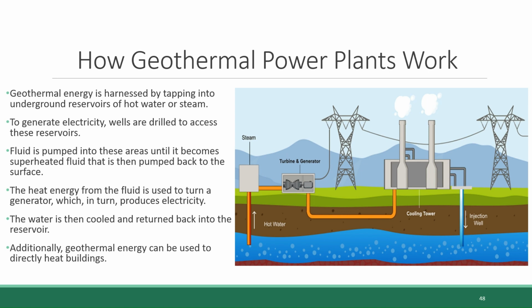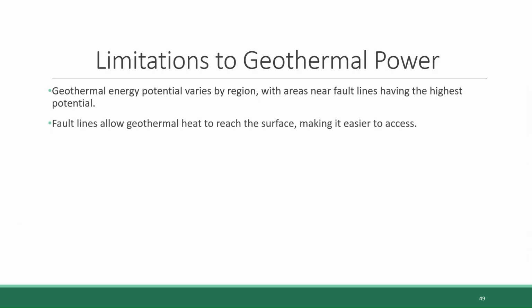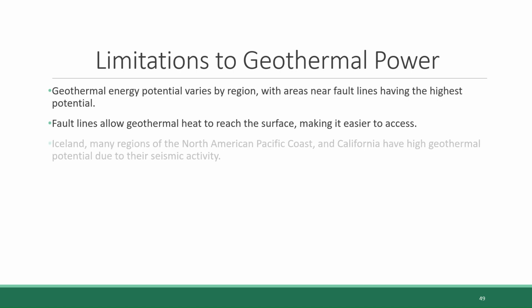Additionally, geothermal energy can be used for the direct heating of buildings. The potential for geothermal's energy varies from one region to another, and it is notably higher in areas located near fault lines. These fault lines play a crucial role in allowing geothermal heat to reach the Earth's surface, thus making the harnessing of this energy source more accessible.